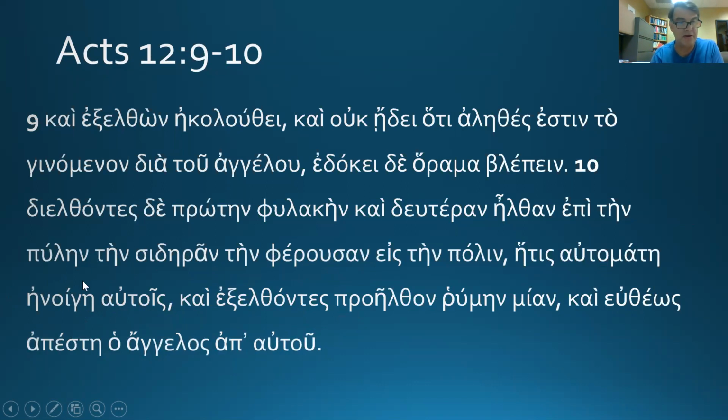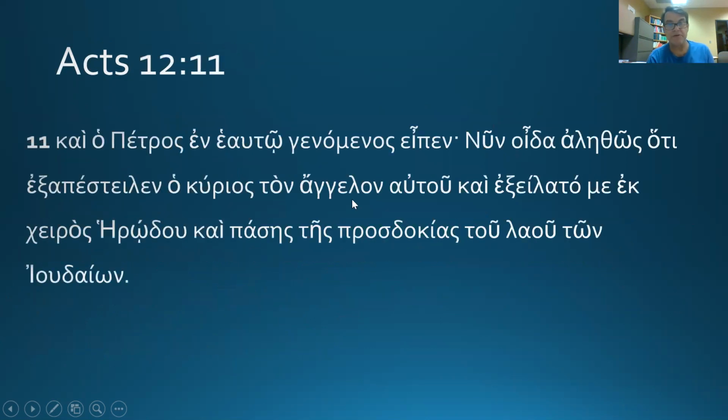The theta is not there. So it's a second aorist passive that doesn't do a theta for whatever reason. But it is augmented. It's anoigo with an alpha, so it's been lengthened. And having gone out, they went forward one street, and immediately the angel disappeared from him, went away, aphistemi, to stand away, aorist. Okay. And now the final verse for today.